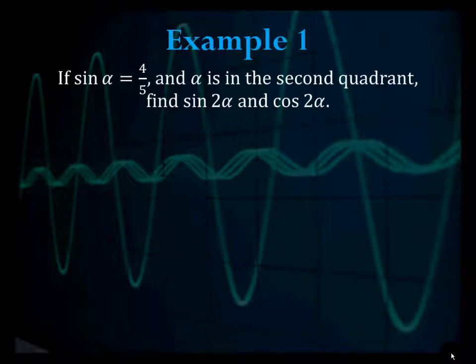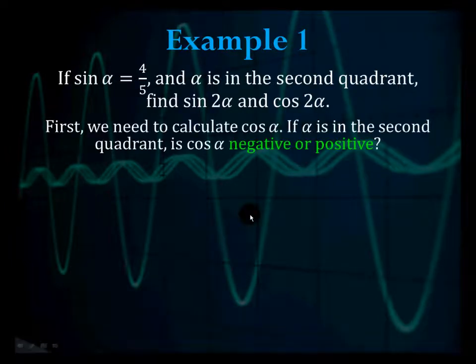Take a look at example 1. If sine of alpha is 4/5 and alpha is in the second quadrant, find the sine of 2 alpha and cosine of 2 alpha. Alright, the second quadrant part is kind of important because that will tell you whether the answer is going to be negative or positive, and that's something you're going to have to decide. So first we need to figure out what cosine of alpha is. If alpha is in the second quadrant, is the cosine of alpha negative or positive? Well, if you remember, the second quadrant is over in the top left. The top left, we know sine is positive and cosine is negative.